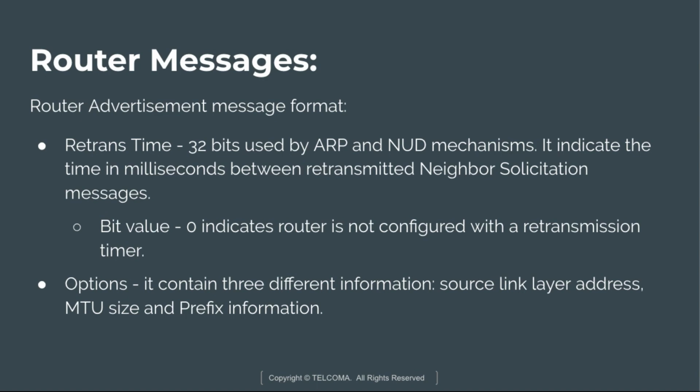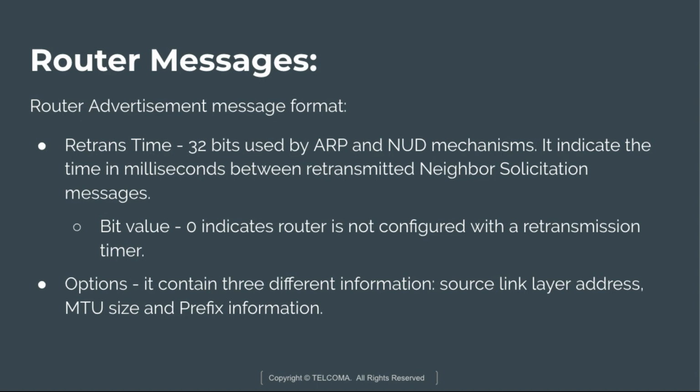And here the last field is the option field. Option field will contain 3 different pieces of information. So the first information is about the source link layer address. It will add the source link layer address of the sender. Then the MTU size, the maximum transmission unit size that is sent by the sender. Then last it will indicate the prefix information.